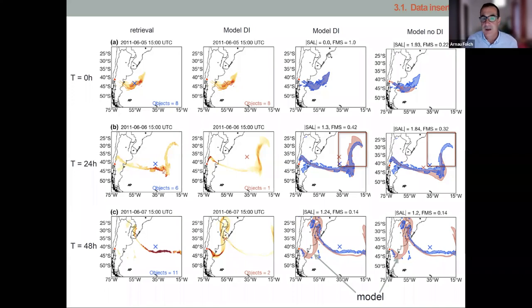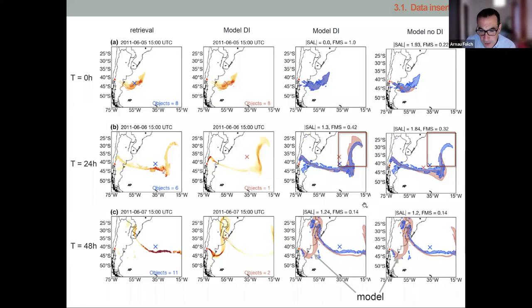So actually we can compare here the model with the data insertion with the model with no data insertion, where the model here is always the red curve and the blue ones are observations. So in this case, we have an observation in which we give the source term at the volcano. And this case is a simulation where we give the initial condition as the retrieval, okay? And as we can see, for example, here, as both simulations with and without insertion evolve with time, we have some differences, particularly here, no? We can better capture this part of the cloud with the data insertion.